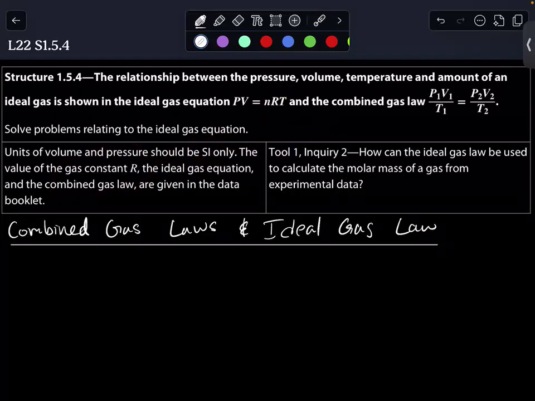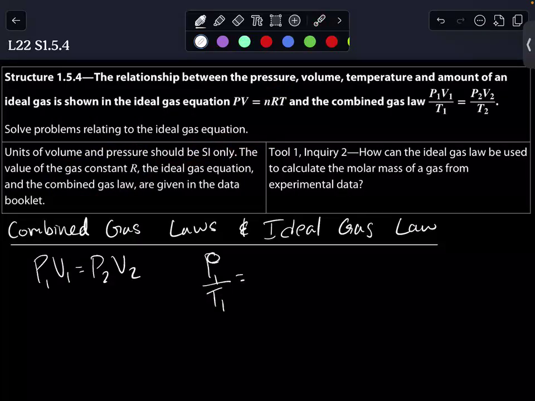So when we looked at our gas laws, we looked at the three laws, Boyle's, Charles's, and Gay-Lussac's. So P1V1 equals P2V2, P1 over T1 equals P2 over T2, and lastly, V1 over T1 equals V2 over T2.